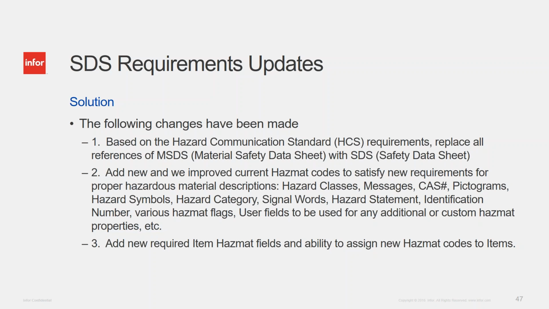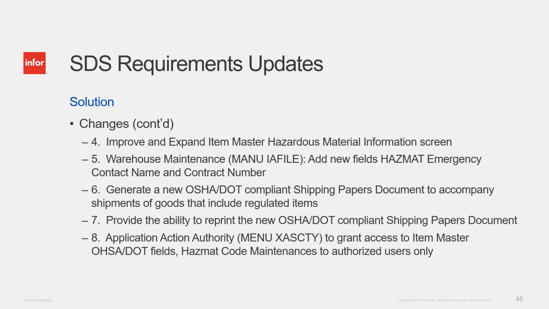Number 4, improve and expand the Item Master Hazardous Material Information screen. Number 5, warehouse maintenance. We added new fields, hazmat emergency contact name and contact number. Number 6, generate a new OSHA DOT compliant shipping papers document to accompany shipments of goods that include regulated items. Number 7, provide the ability to reprint the new OSHA DOT compliant shipping papers document. Number 8, application action authority to grant access to item master OSHA DOT fields to authorized users only.